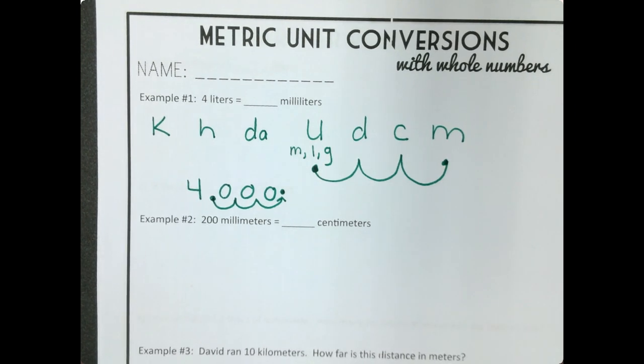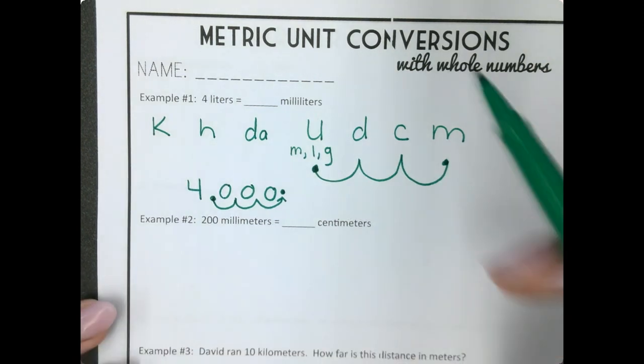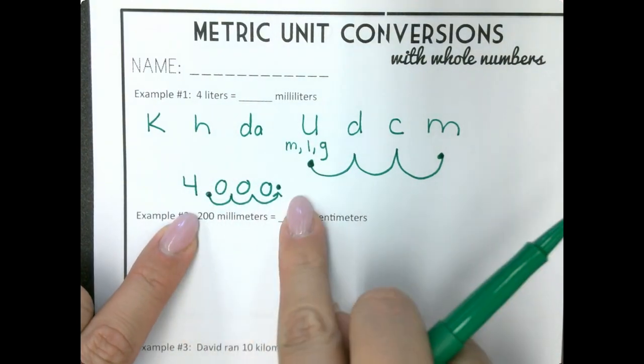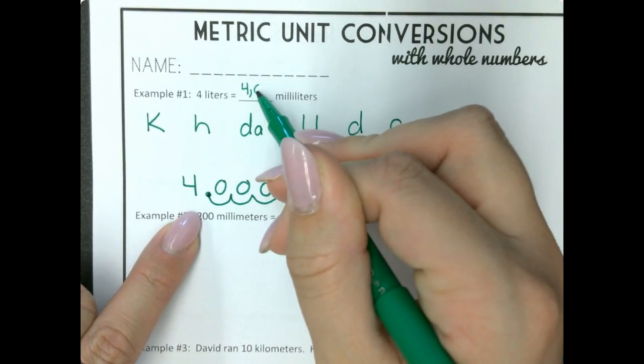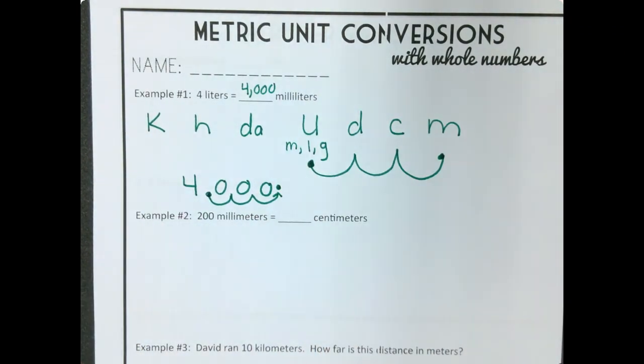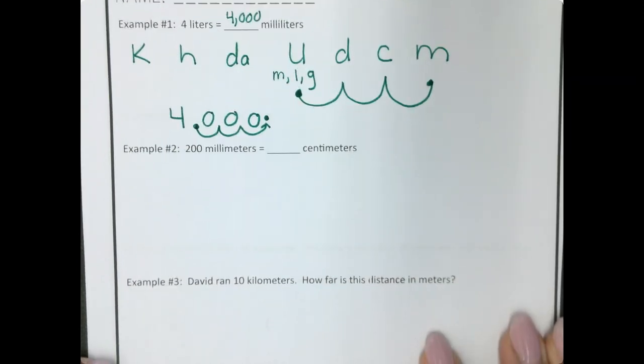So we just changed the place value. We took that decimal and we moved it to different place values. So 4 liters equals how many milliliters? 4,000. We are just moving the decimal and adding zeros. Nothing more. There's no multiplication, no addition, no subtraction or dividing. So let's go to our next one.